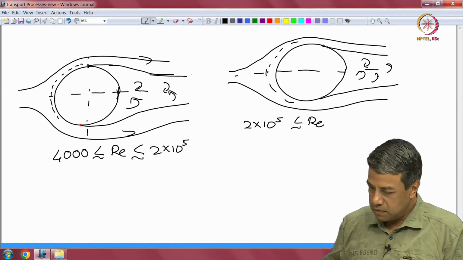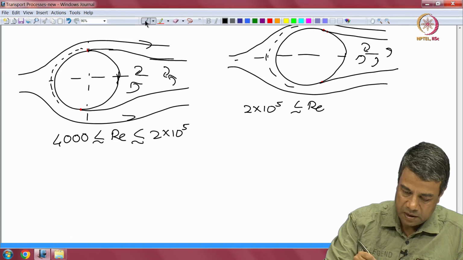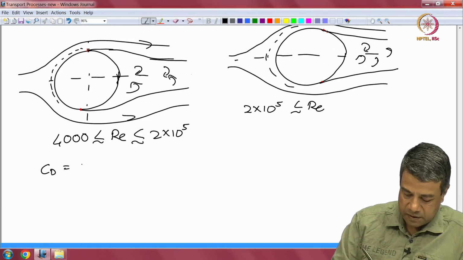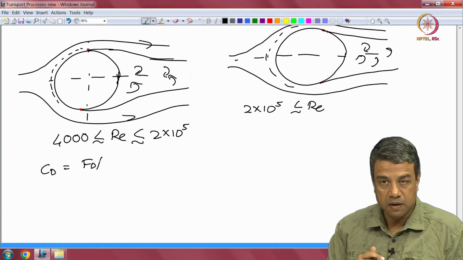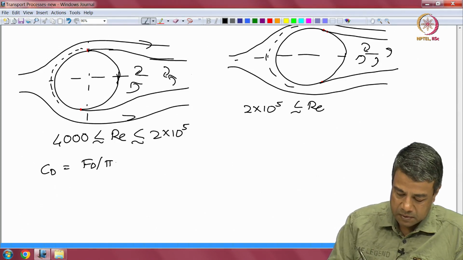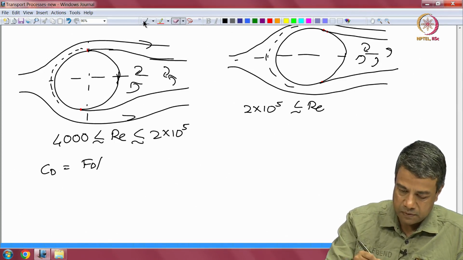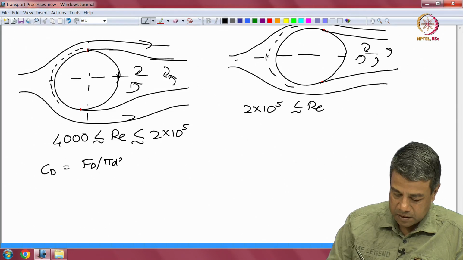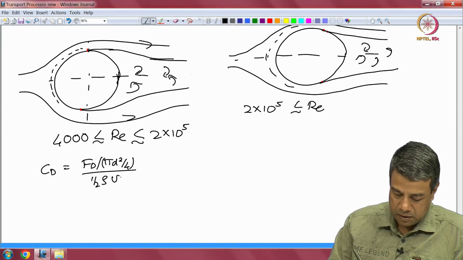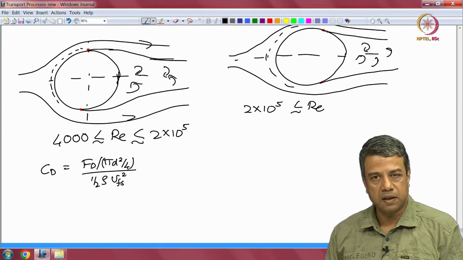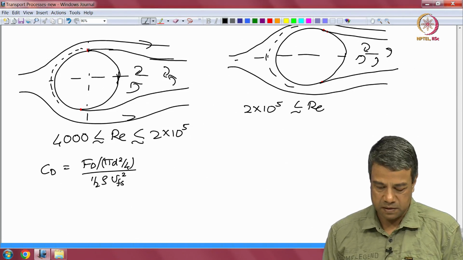So, let us consider what the drag coefficients are in the different Reynolds number regimes. Recall that the drag coefficient is defined as Fd by Ap, the projected area perpendicular to the flow. The projected area perpendicular to the flow is pi d square by 4. The area of the circle perpendicular to the flow is equal to pi d square by 4, divided by half rho free stream velocity square. So, that is the drag coefficient. Let us look at what the drag coefficient is in the different regimes.